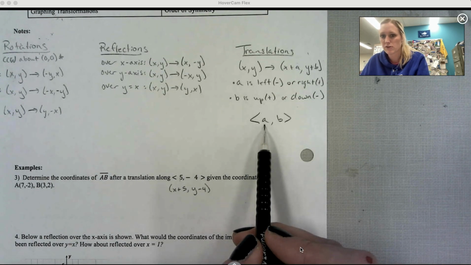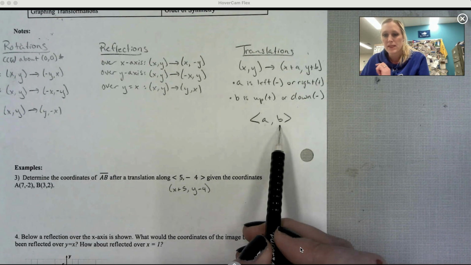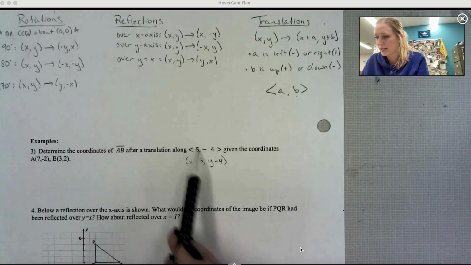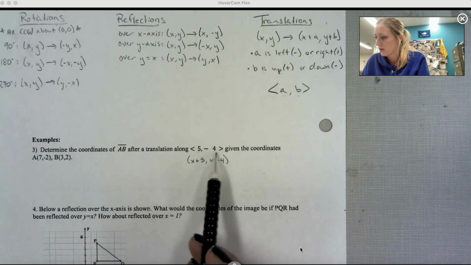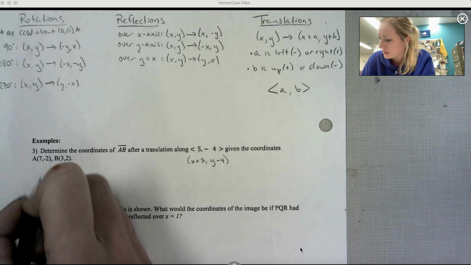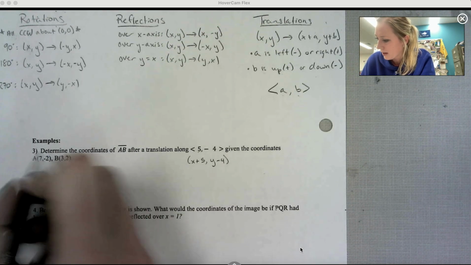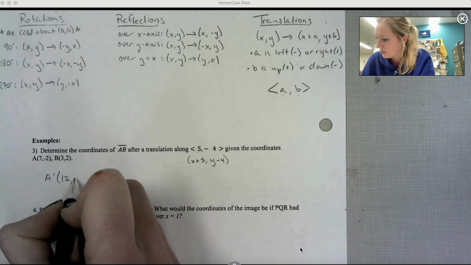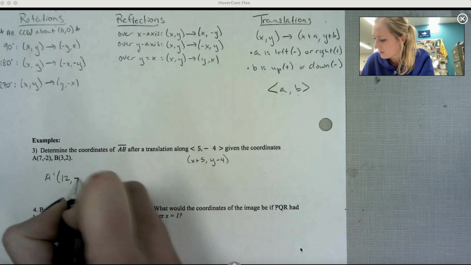So A is left or right. It's right if it's positive, left if it's negative. B is up or down. It's up if it's positive, down if it's negative. So this is saying we need all my X coordinates to add 5, all my Y coordinates to subtract 4. So I'm going to add 5 to 7. So A prime is going to be at 12. And we're going to subtract 4 from the Y. So -2 minus 4 gives us -6.